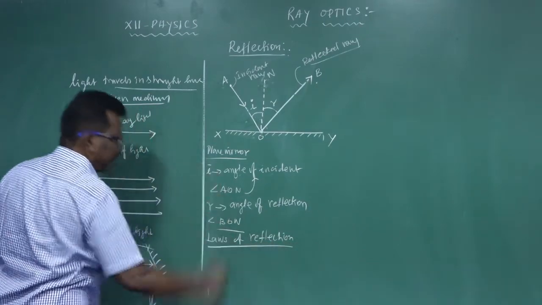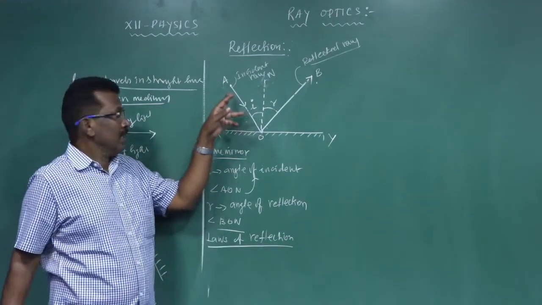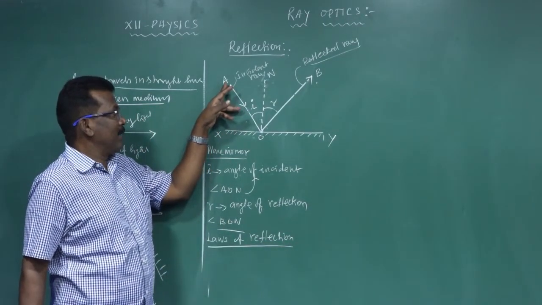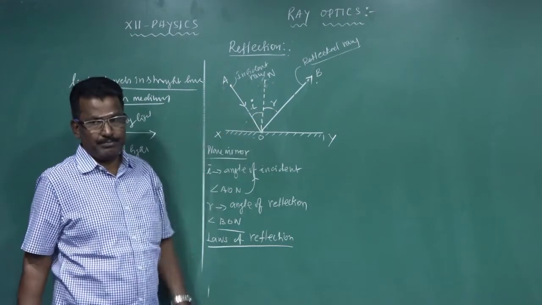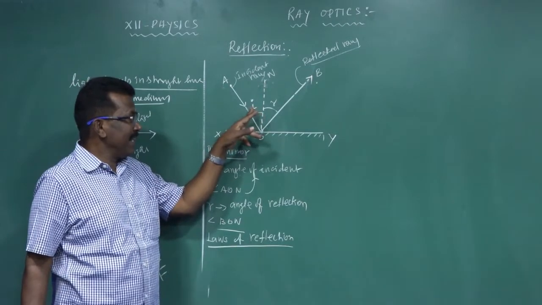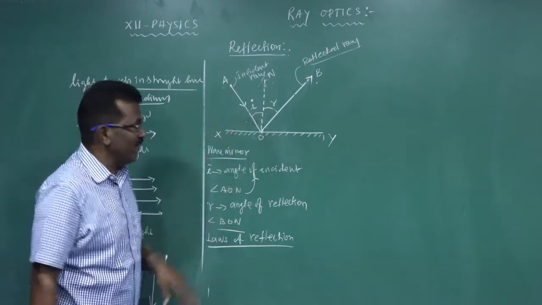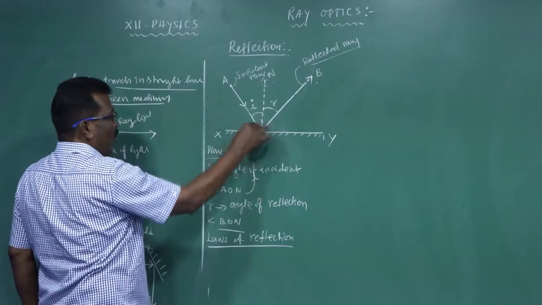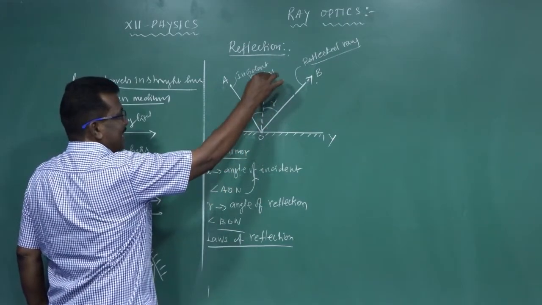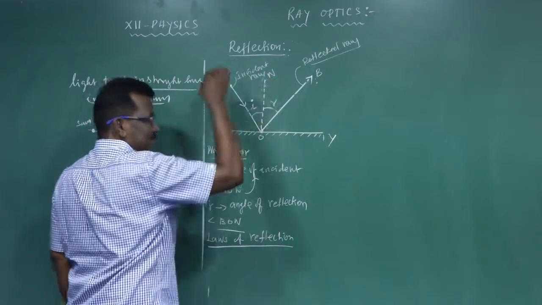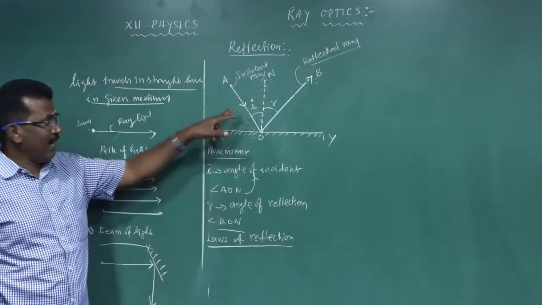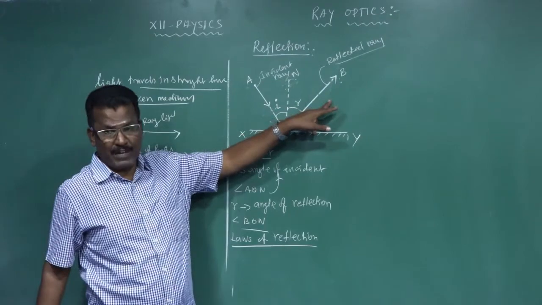Laws of reflection. The angle of incidence and the angle of reflection are equal. If AO makes an angle i with respect to the normal, the same angle is made by BO with respect to the normal. The angle of incidence is equal to the angle of reflection.